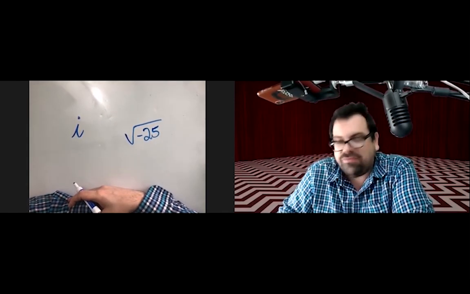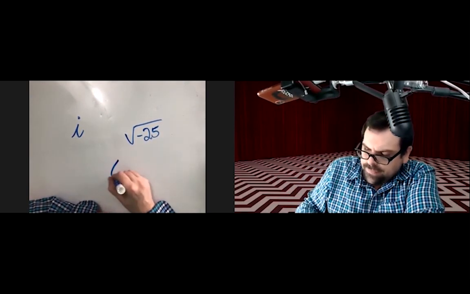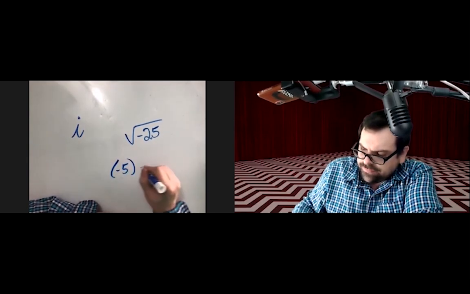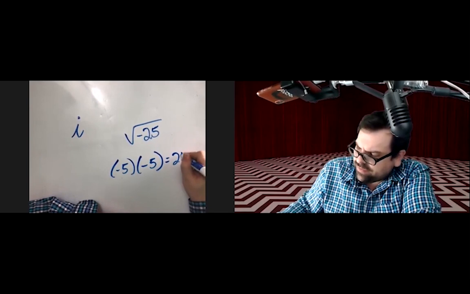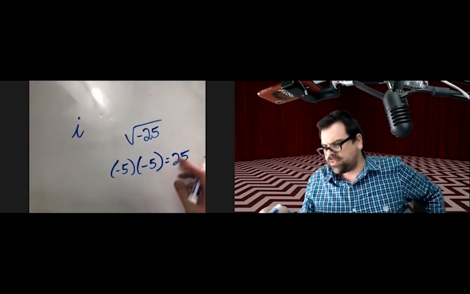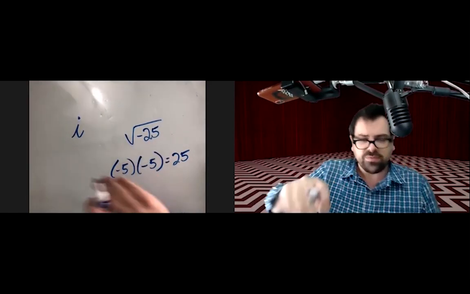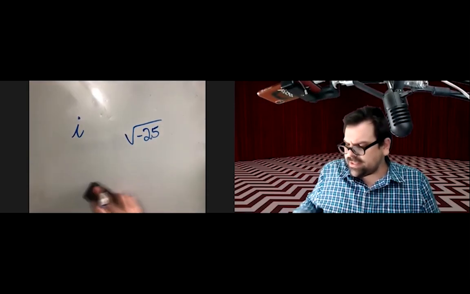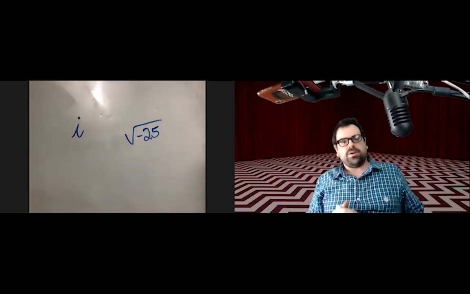It wasn't negative 5, because negative 5 times itself is positive 25. So negative 5 is one of the square roots of positive 25, but it's not the square root of negative 25. There is no number times itself that gives us a negative number.